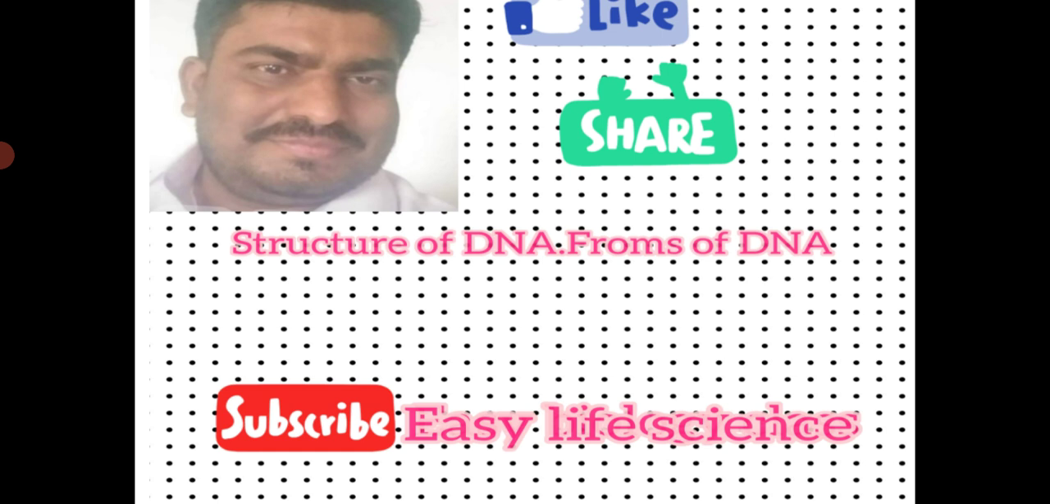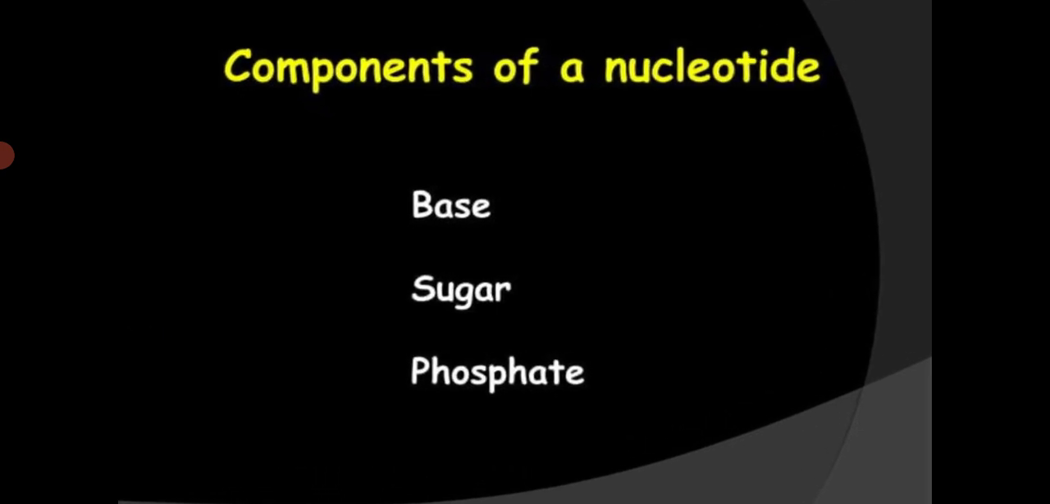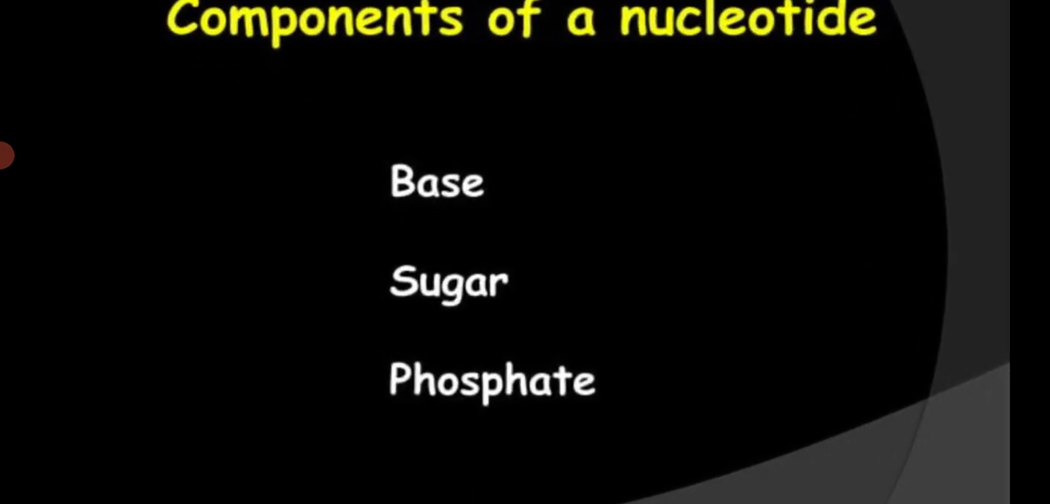Here we are talking about the structure of DNA and forms of DNA. DNA is called deoxyribonucleic acid and it is a genetic material present in cells of plants, animals, algae, fungi, protozoa, bacteria and in some viruses. It is also present in mitochondria and chloroplast.